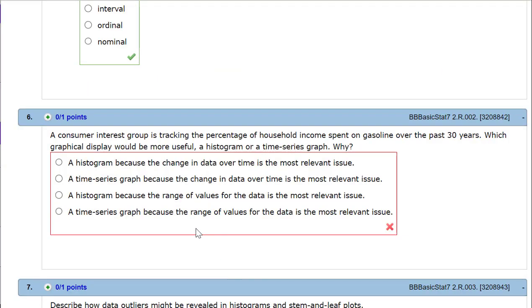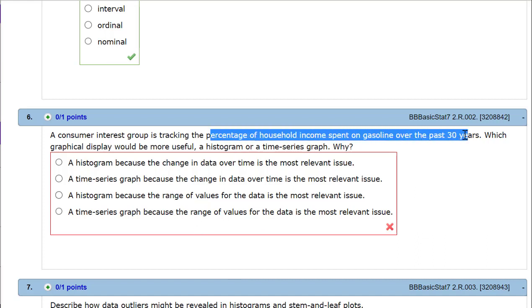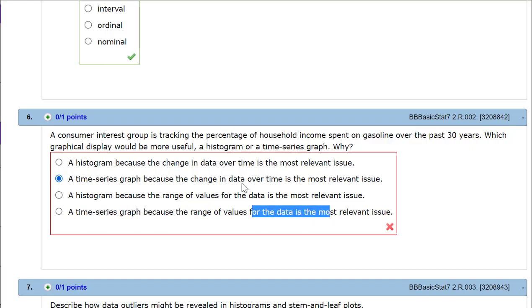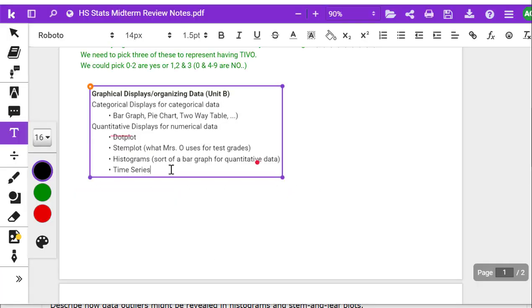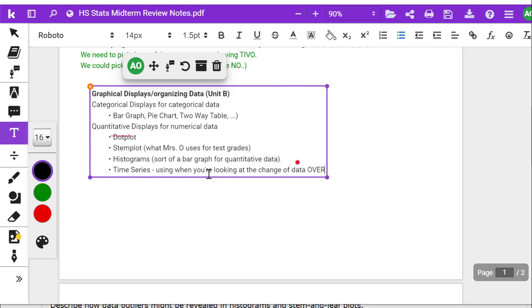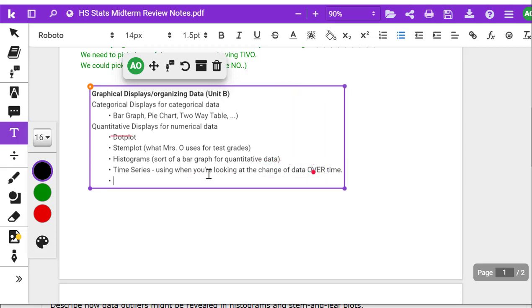All right. So let's go back to our question. The percentage of household income over the past 30 years. So time series is definitely better. We're trying to look at the change in data over time. The range of values for the data, see how this does not have over time in it. So we're trying to look over time. So when you want to look at data over time, you want to use a time series. So use when you're looking at the change of data over time. Okay, so that's how you know that one.